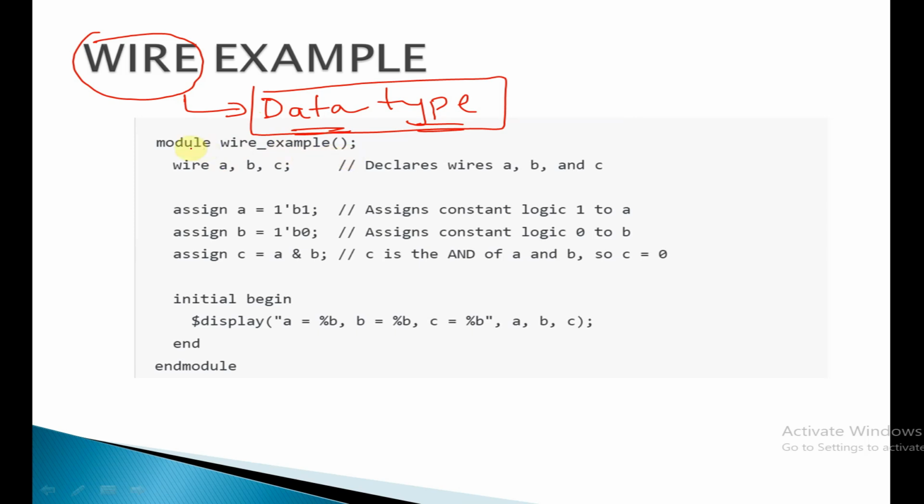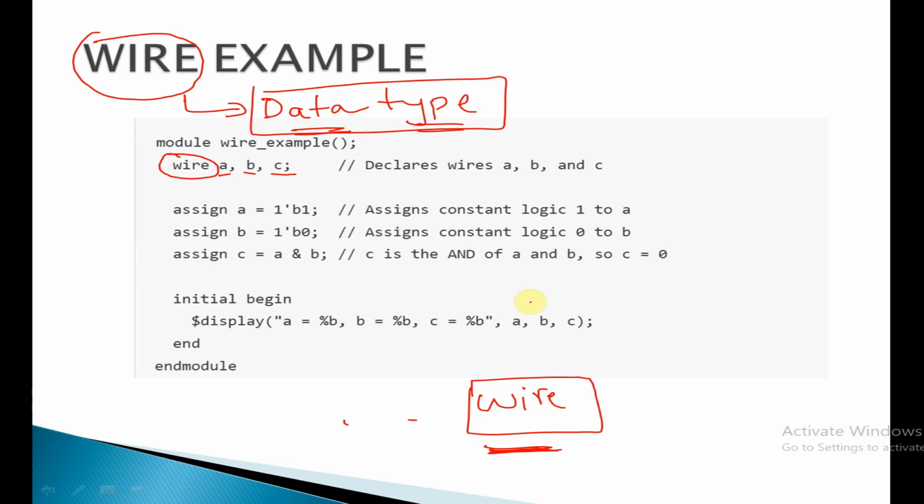In this particular example, within a module we have declared three variables a, b, c of which data type? Wire data type. So which keyword are you going to use? You are going to use the keyword wire. Wire is the keyword used to declare any wire data type. Do remember the keyword wire: small letters, not capital letters.